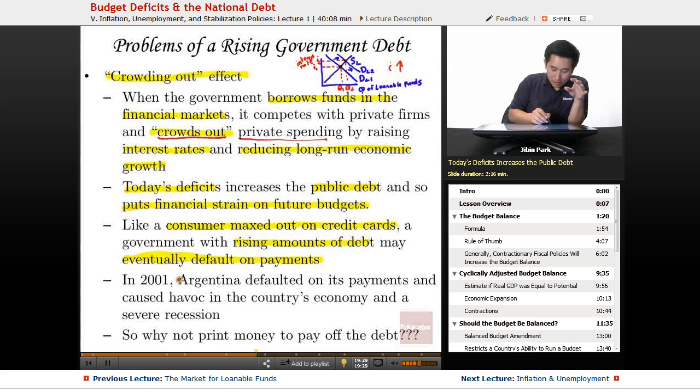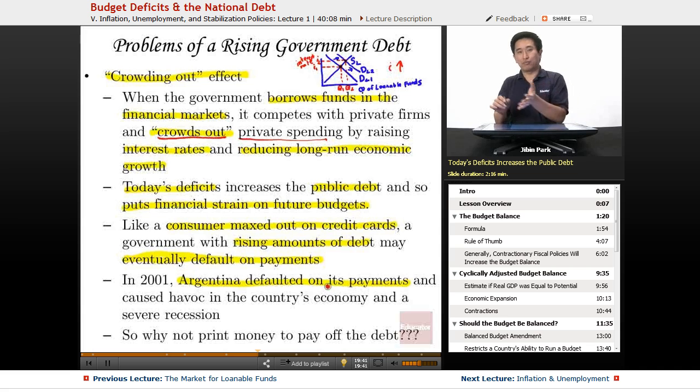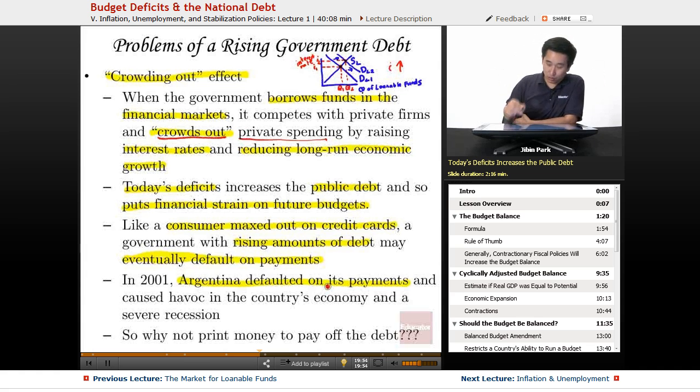In 2001, Argentina actually defaulted on its payments. Payments were getting out of control. And the thing about countries, when they don't make payments, you don't put a country in prison, so a country theoretically could decide not to make payments. But if it does that, then investors are going to flee into different assets, and it's going to cause economic chaos, which is what happened in Argentina. It caused havoc in the country's economy and a severe recession.